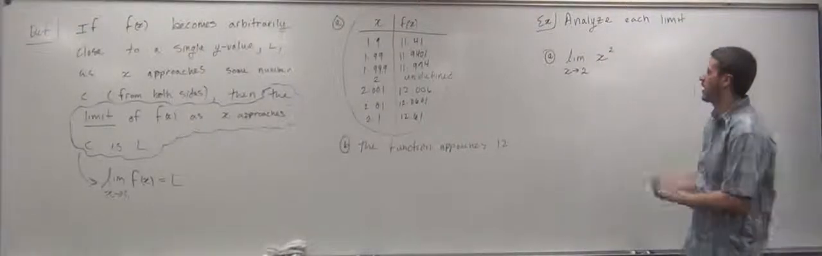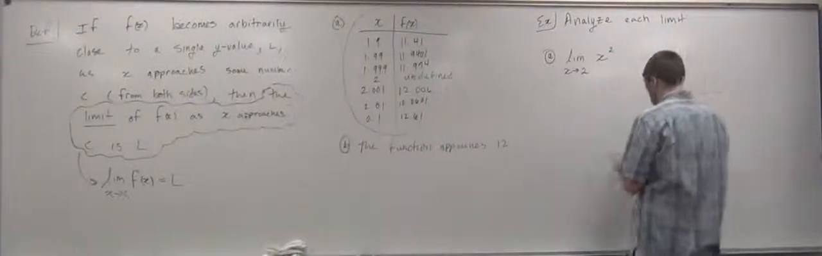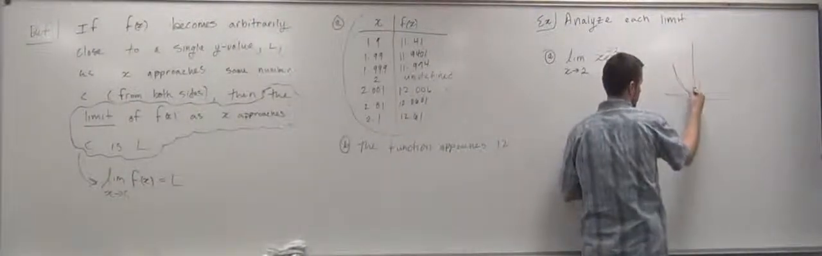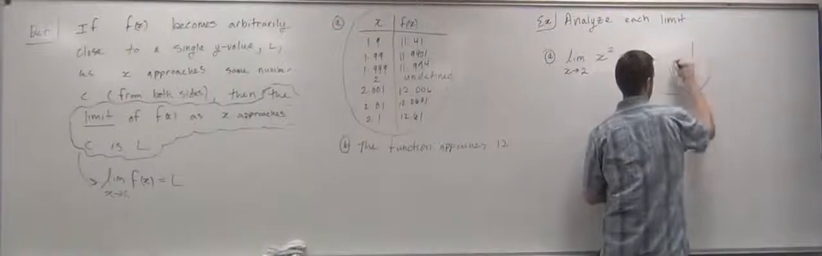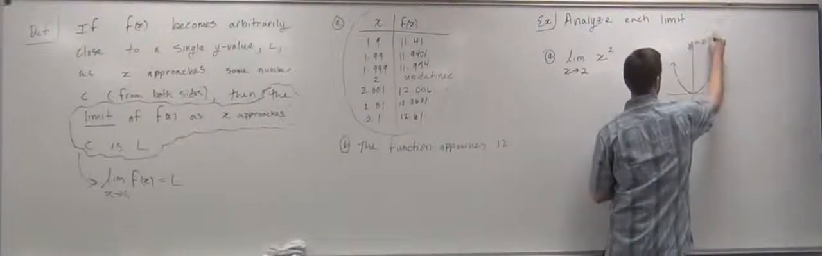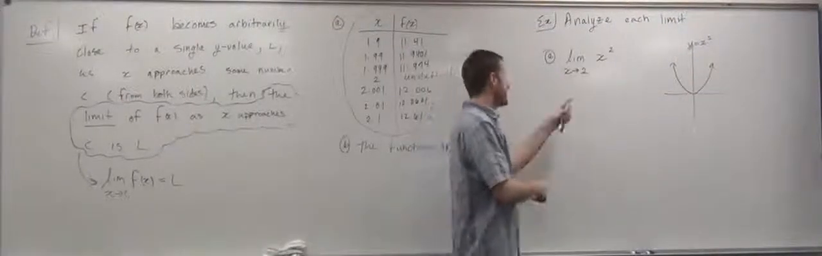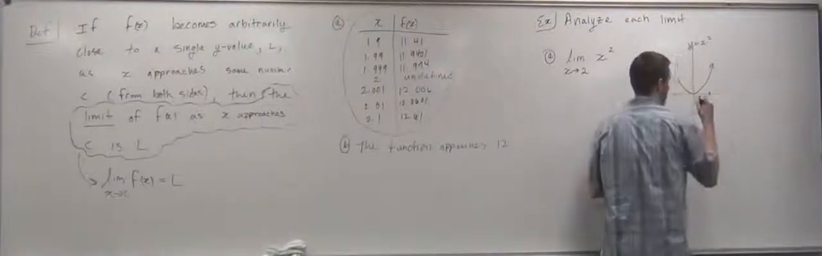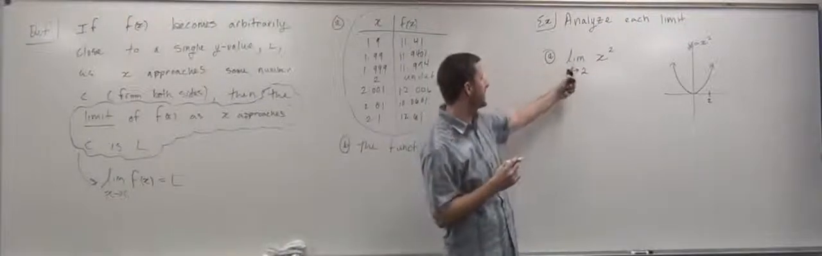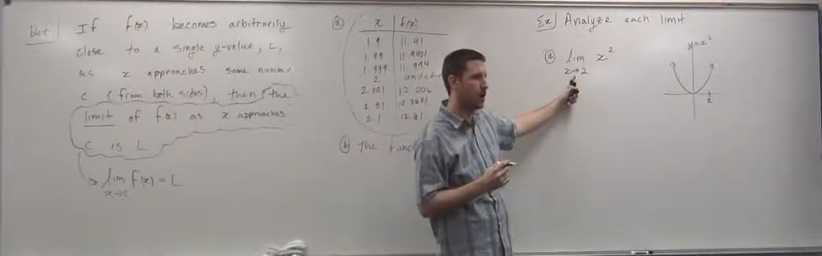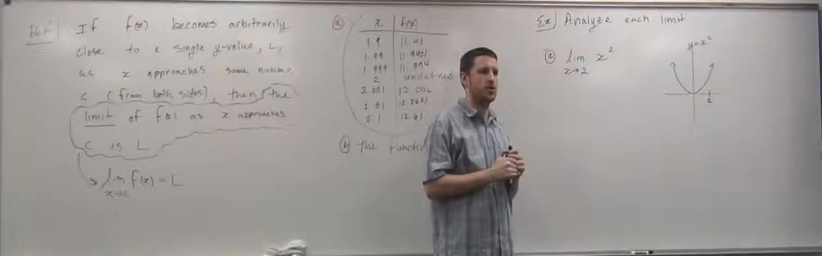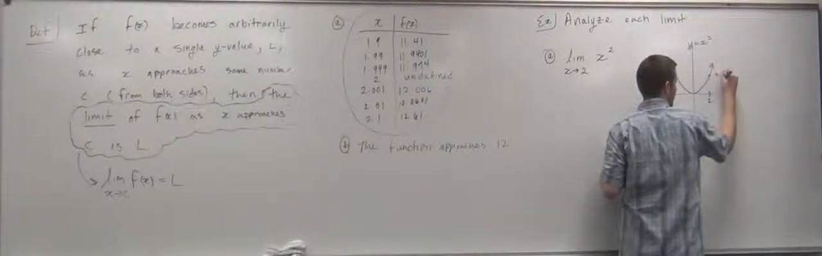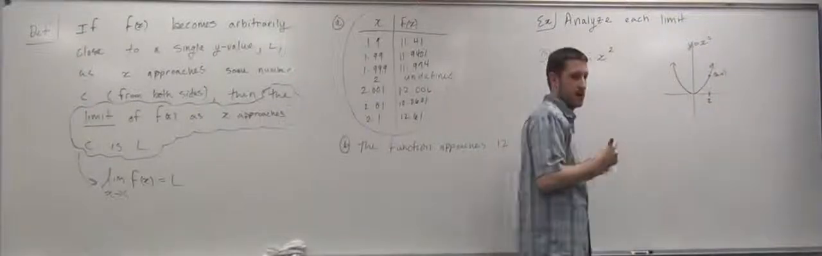All right, so let's talk about graphically what this means. What does x squared look like? It's a parabola. Vertex at 0, 0, right? So here's x squared. X equals 2, right? So here's 2. So what this problem is saying is as x approaches 2, what y value does your graph approach? 4. Because there's actually a point there.